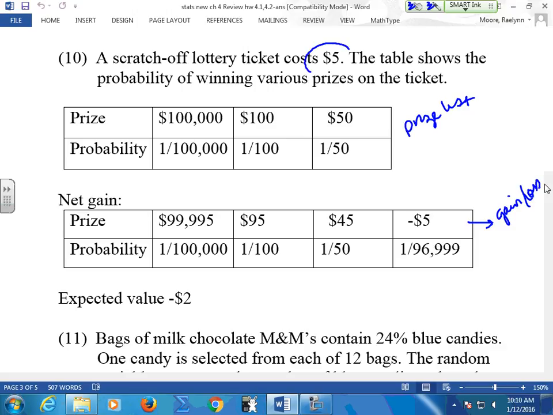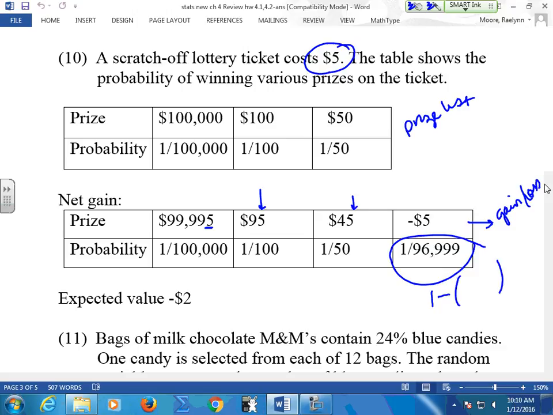So each ticket cost you $5. There was only one winner for the $100,000. But if you won, you had to take away your $5. The 100 one had a 1 in 100 chance of winning, but you still won $95. The $50 had a 1 in 50 chance, which is not so bad to win, but you won $45, and everybody else was a loser. So this is the 1 minus situation.